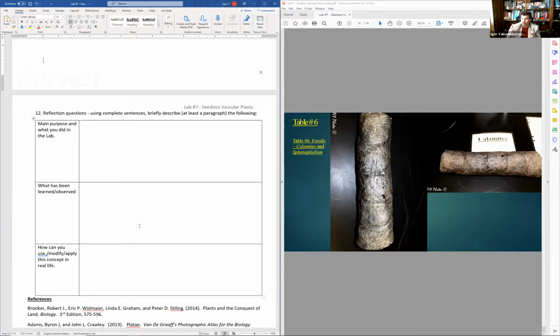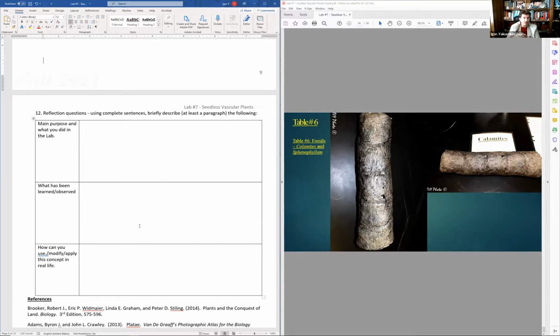Make sure that you briefly describe what we did in this lab. We talk about homosporous, heterosporous. We talk about different ways the spores are dispersed, the different spore structures. We talk about the strobilus versus sorus or sori. We talk about the vasculature system. What did you learn and observe? Same thing. I observed seedless vascular plants. Not good enough. How can I use it? I don't know how I can use it. Not good enough.